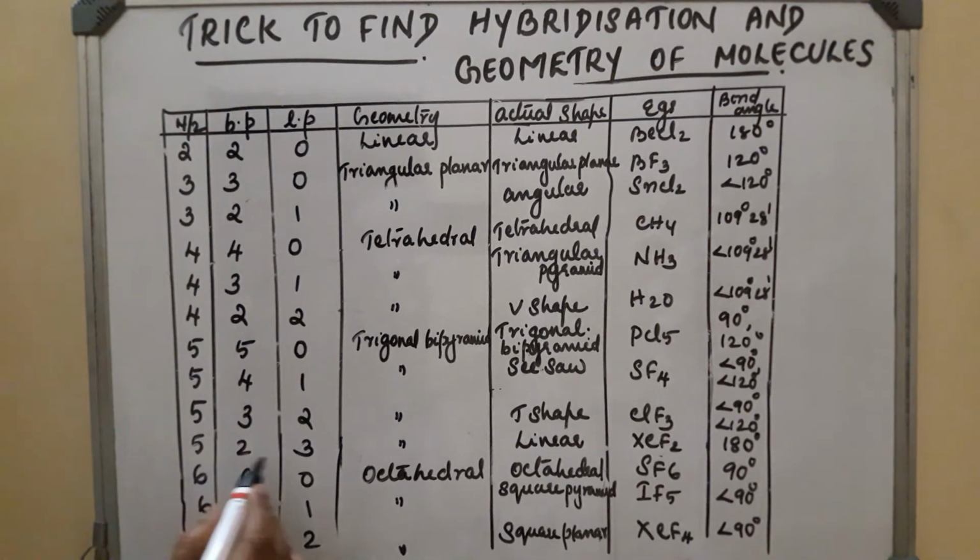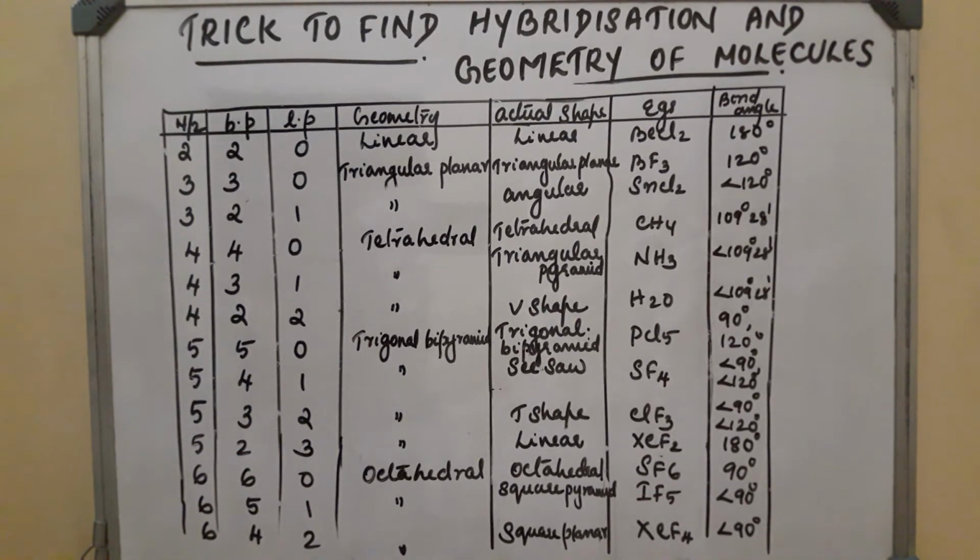Next, 5 2 3, 3 lone pairs are present. So, shape gets distorted to linear, XeF2, 180 degree. Next, 6 6 0, no lone pair, so octahedral shape. Example, SF6, 90 degree. Next, if one lone pair is present, 6 5 1, so shape gets distorted to square pyramidal, IF5, angle less than 90 degree. Okay. Next, 6 4 2, two lone pairs are present, so shape gets distorted to square planar, XeF4, example, angle less than 90 degree. Okay. Like this we can find the geometry.